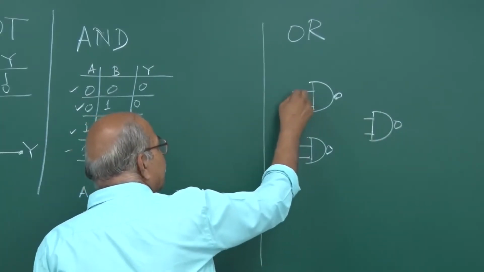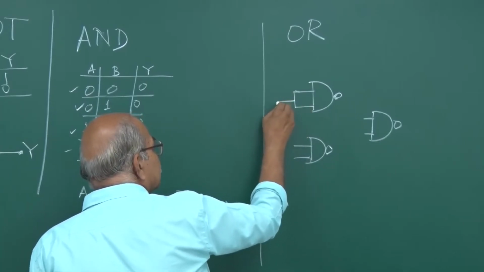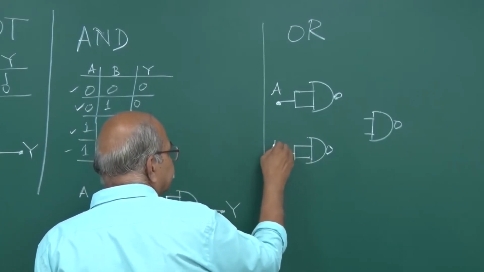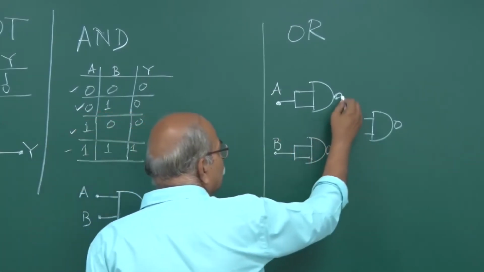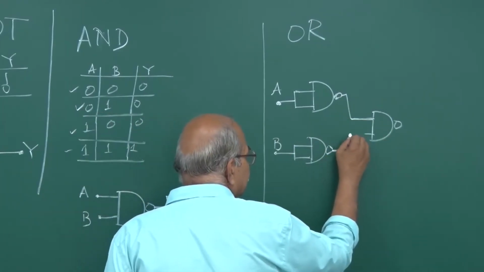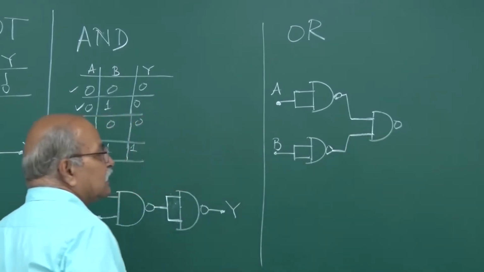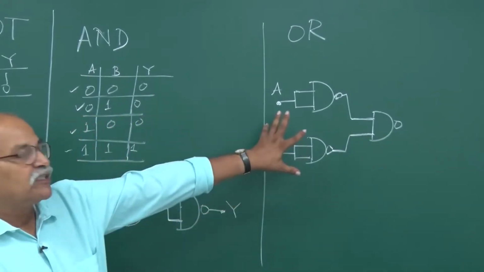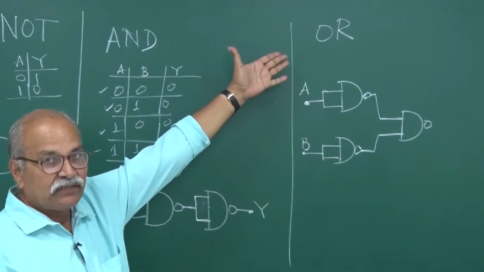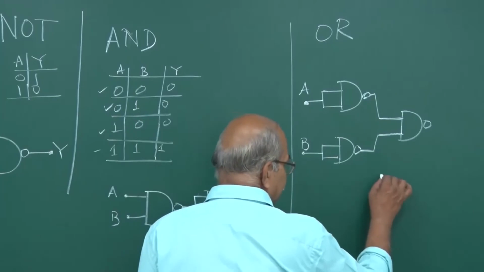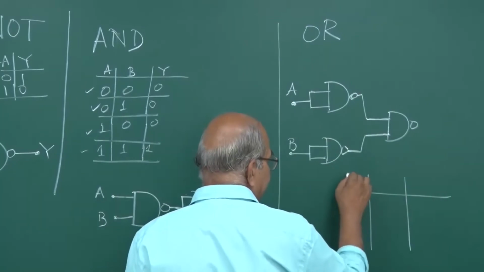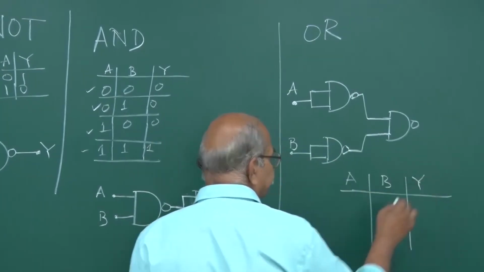The first input I am giving here, this is the first input A, and this is that second input B, and the output of this goes as one input here, and output of this goes as one input here. So let me make the truth table of this digital circuit and see whether it is OR or not. So let us make the truth table for this circuit. A is here, B is here, and Y is here.